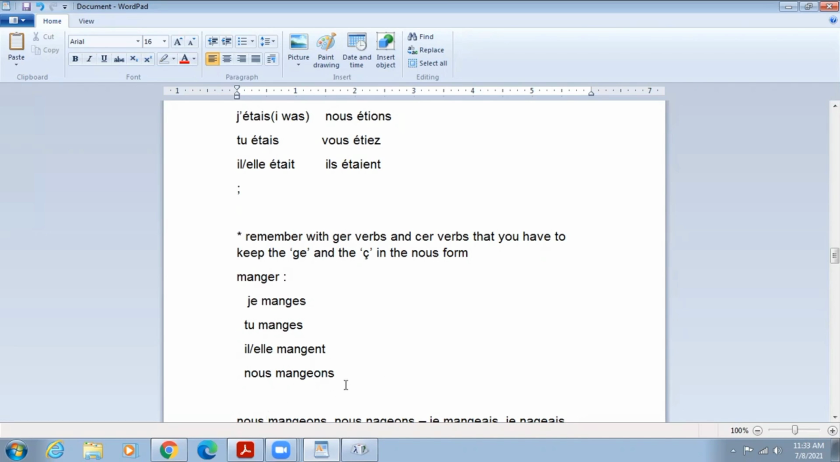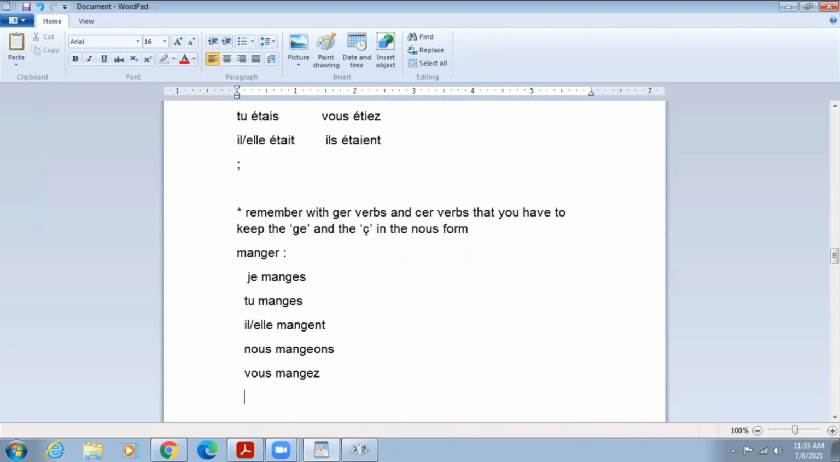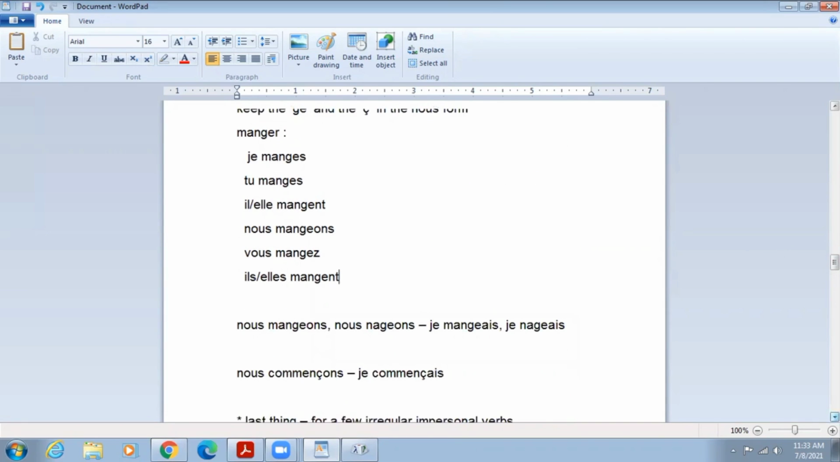So just to keep the pronunciation alive as je, we will add E after it, when you're conjugating a GER verb in present form. So in this case, remember, when they are conjugated with nous, you have to add E before ONS, just to keep the je pronunciation alive. Otherwise, with other subject pronouns, it's the same. Il mange. So this is the simple present form.